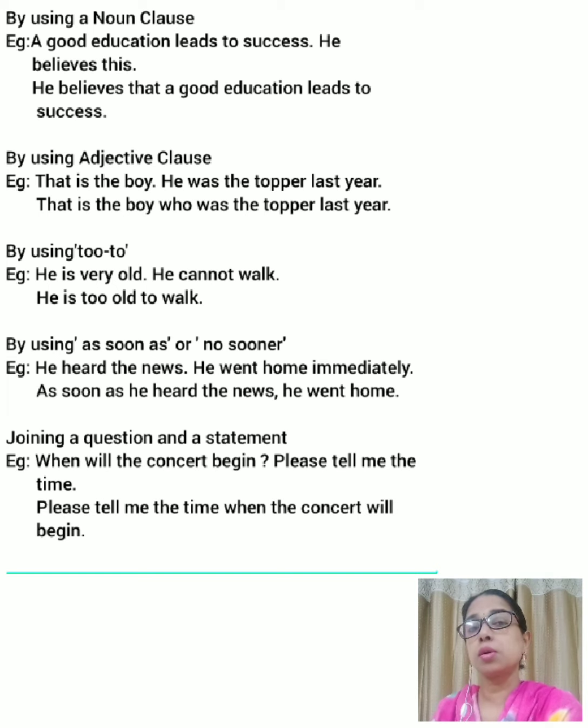Then if one sentence is a question and the other is a statement, you may change it completely into a statement or into a question according to the sentences given. So one will be a question, the other will be a sentence. So you have to understand the sentences and see whether they have to be completely changed into a question or into a statement. Like here in the example, when will the concert begin? Please tell me the time. Now here, according to the two sentences, somebody wants to know the time. So you can straight away convert the whole thing into a statement. Like, please tell me the time when the concert will begin.